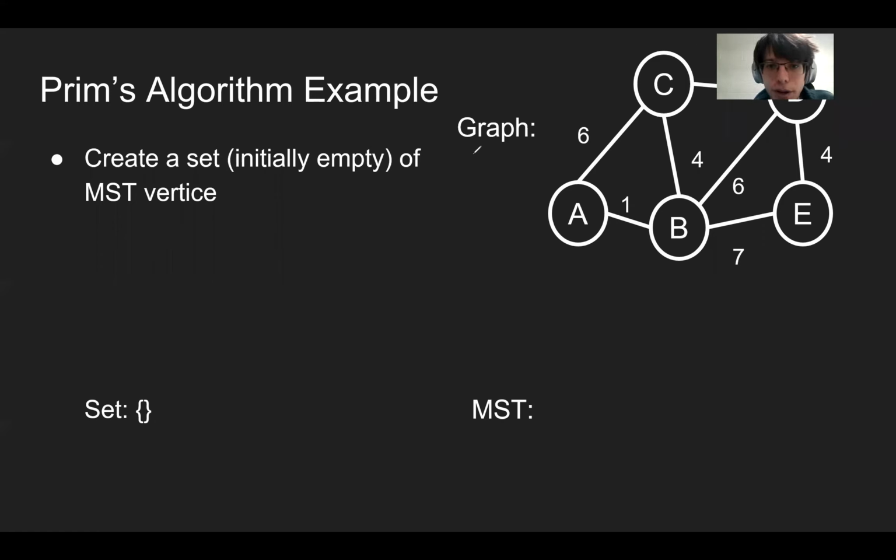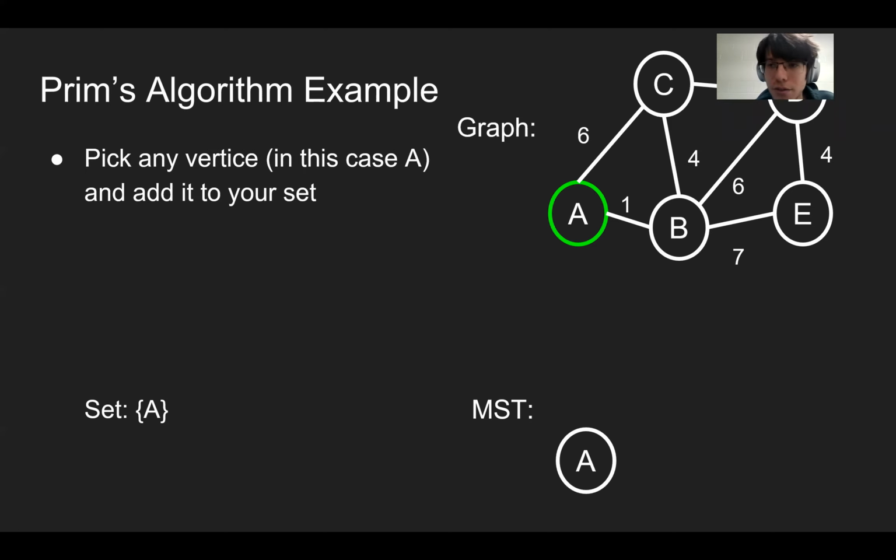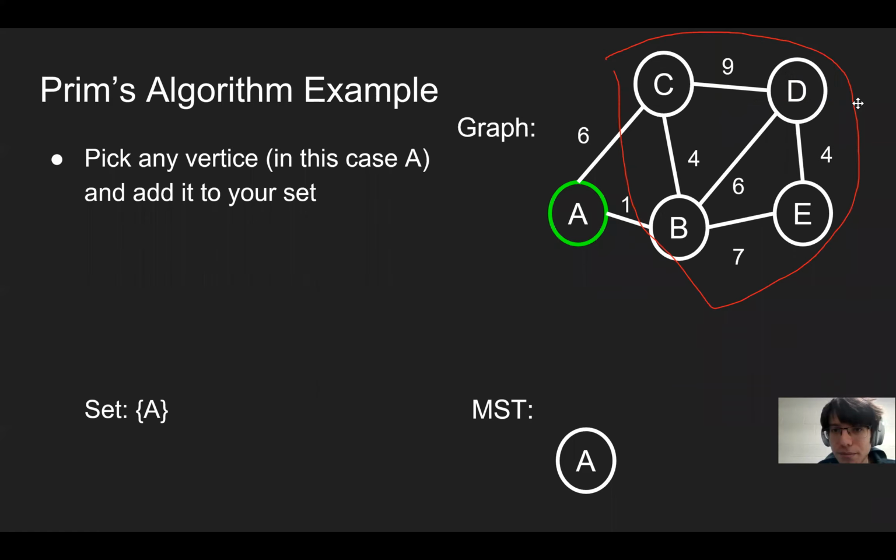So originally we create a set of MST vertices. You pick any vertex, because every vertex is going to have to be part of your solution. So at random, doesn't matter. You can choose any vertex you want and add it to your set. When we do this, our set is just A. And notice everything else is part of our other set, which is not part of the MST yet.